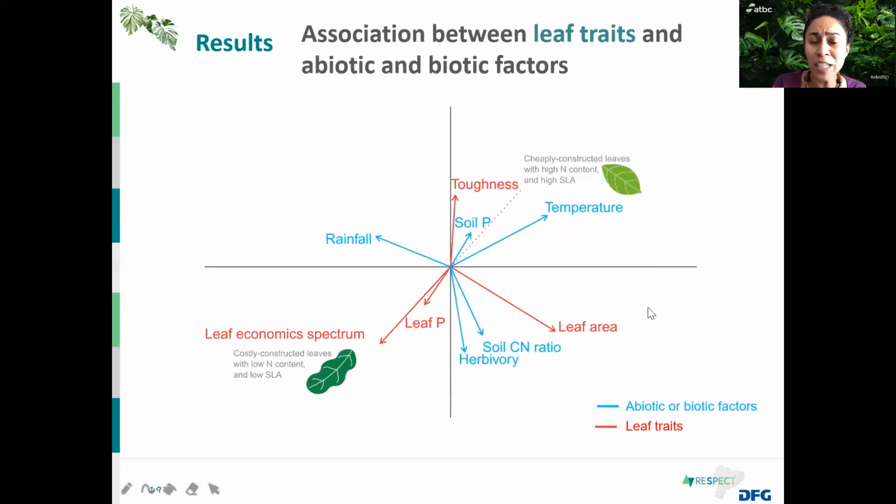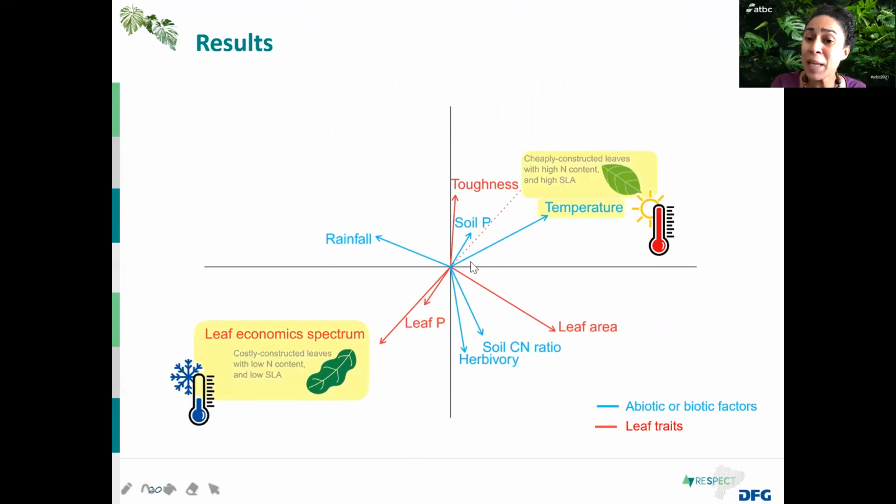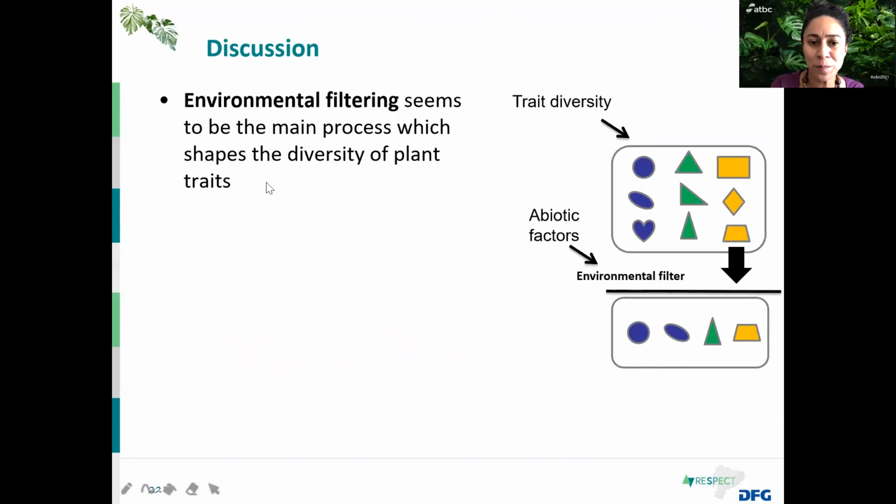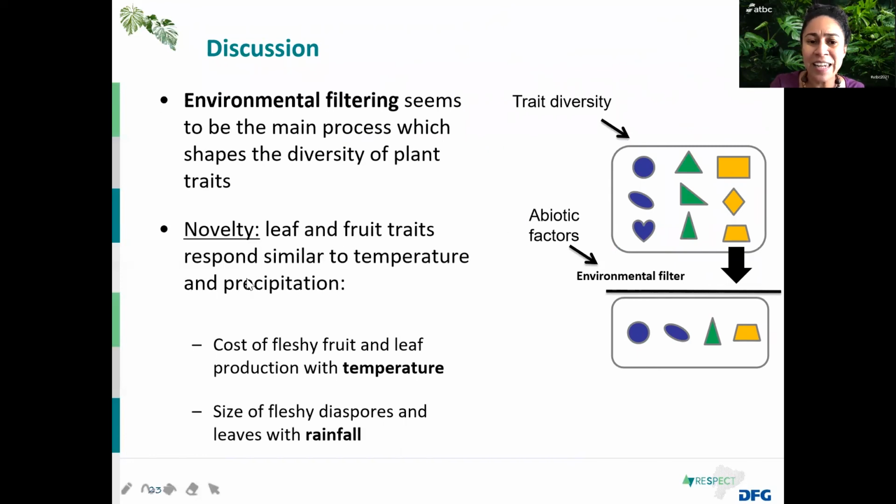In terms of leaf traits, the production of cheaply constructed leaves was positively related with high temperature, interestingly. And leaf area decreased with increasing rainfall. Our findings suggest that environmental filtering seems to be the main process which shapes the diversity of plant traits in our system. The novel finding here was the similar response of leaf and fleshy fruit traits to temperature and precipitation.